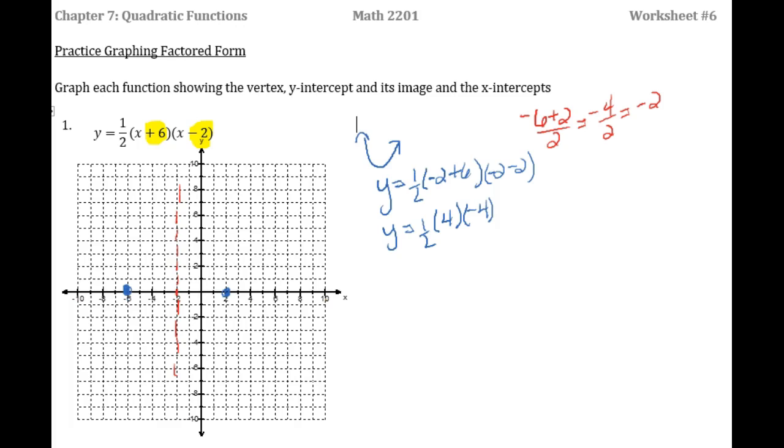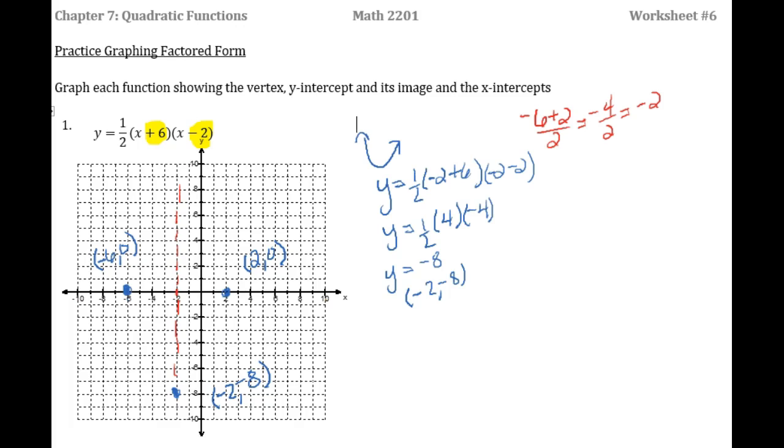-4 times 4 will give us -16 times 1/2, and that's going to be -8. So our vertex is going to occur at -2 and -8. So on our axis of symmetry, we know it's there, and all the way down here. So right now we have -6, 0 for one x-intercept, 2, 0 for the other x-intercept. We know our vertex is at -2, -8, and now for our y-intercept.